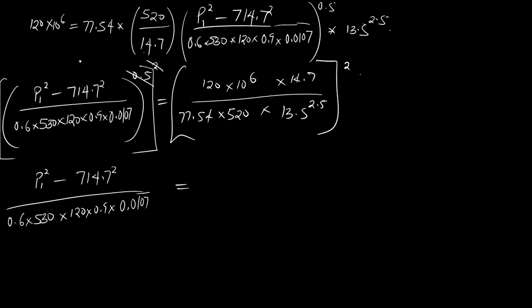Now let's work this out. Let's see what it gives us. Now so say 120 times 10 raised to the power 6 times 14.7 divided by 77.54 divided by 520 divided by 13.5 raised to power 2.5.